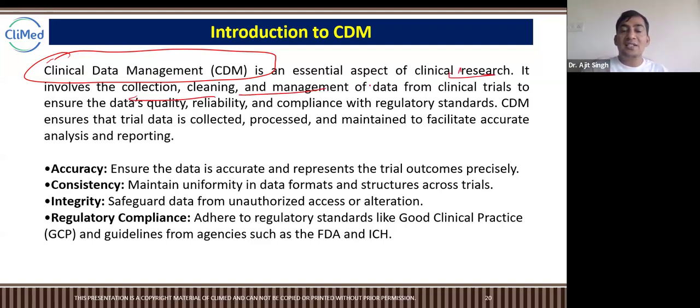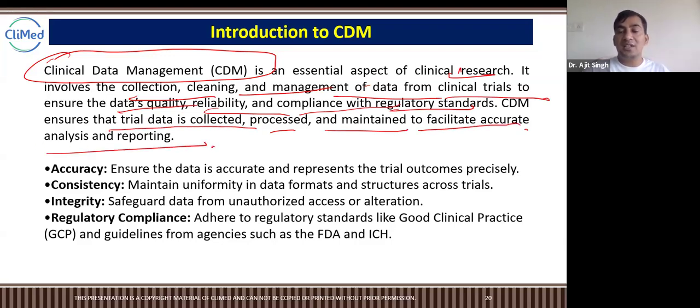It involves the collection, cleaning, and management of data from clinical trials to ensure quality, reliability, and compliance with regulatory standards. CDM ensures clinical data is collected, processed, and maintained to facilitate accurate analysis and reporting. So the main characteristic of CDM is accuracy. That's why real-time data collection and real-time surveillance are important, because they are collecting data from different sites. They have to make a unique EDC, so everyone fills the data in that format only, and the central team sitting in a central facility gets similar data from every site. That's why we need the CDM team.